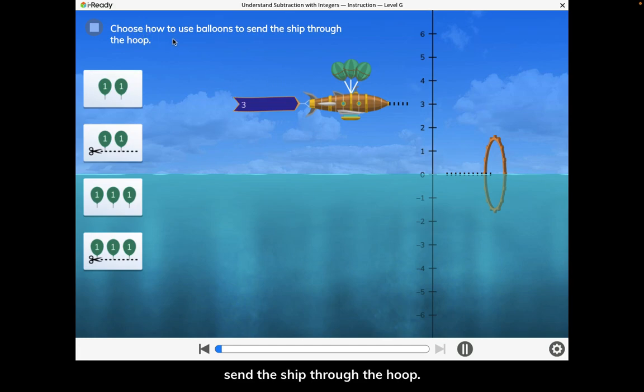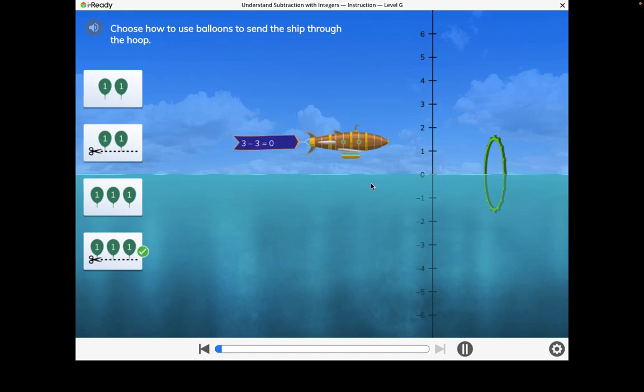Alright, so choose how to use balloons to send the ship through the hoop. The hoop is at 0 and we have 3 balloons. So we're at 3. If we cut 3 balloons, we go down 3. So 1, 2, 3. So that one.